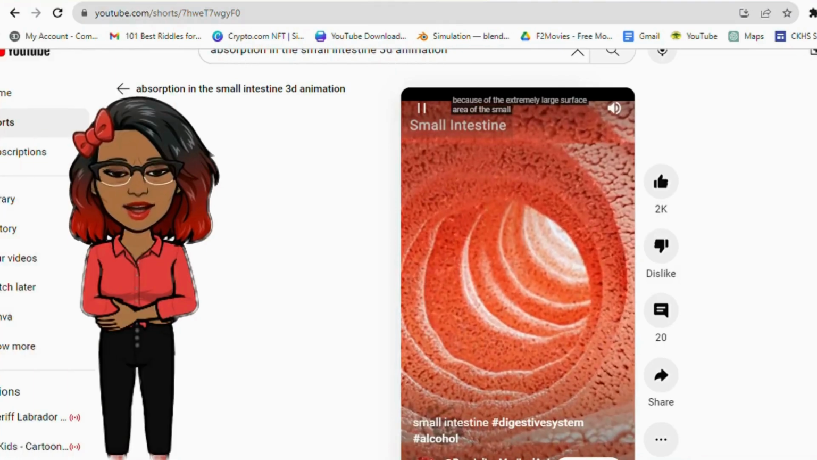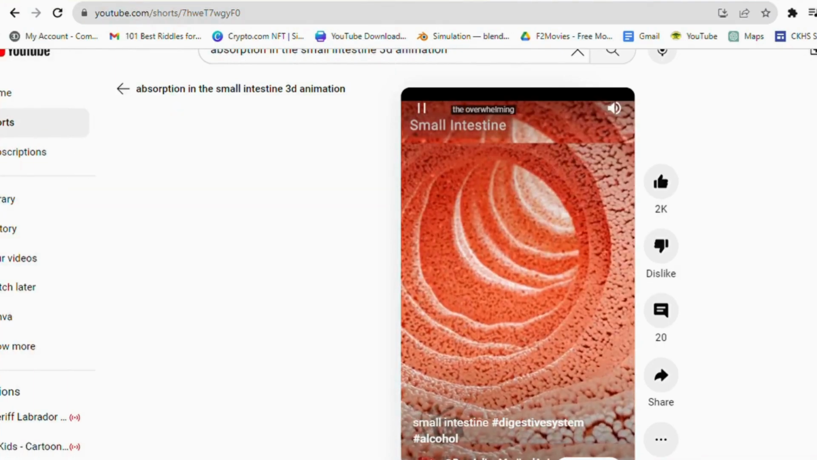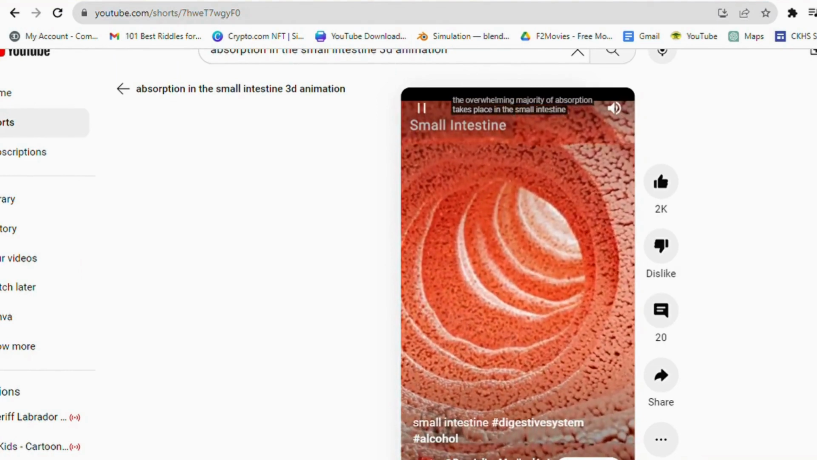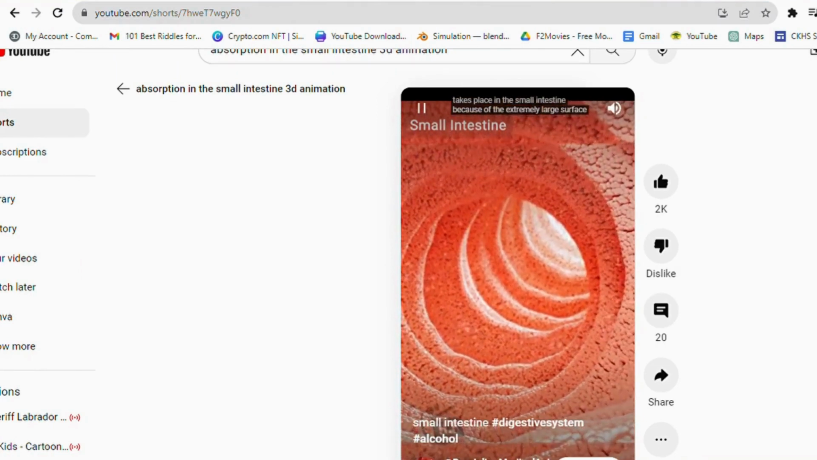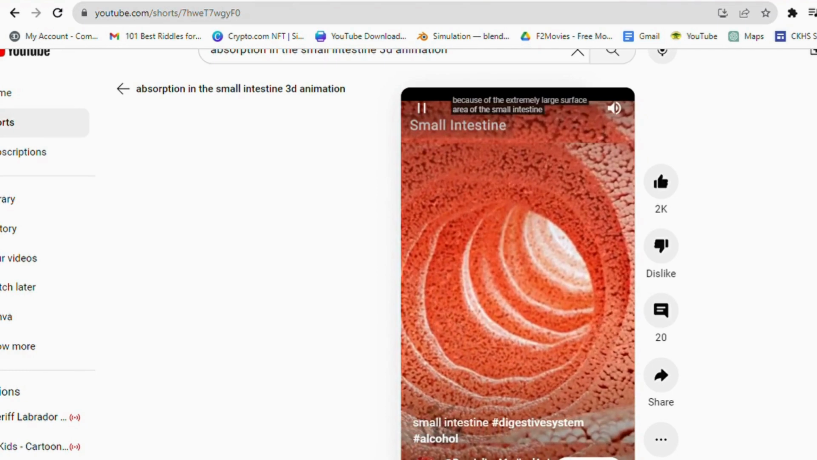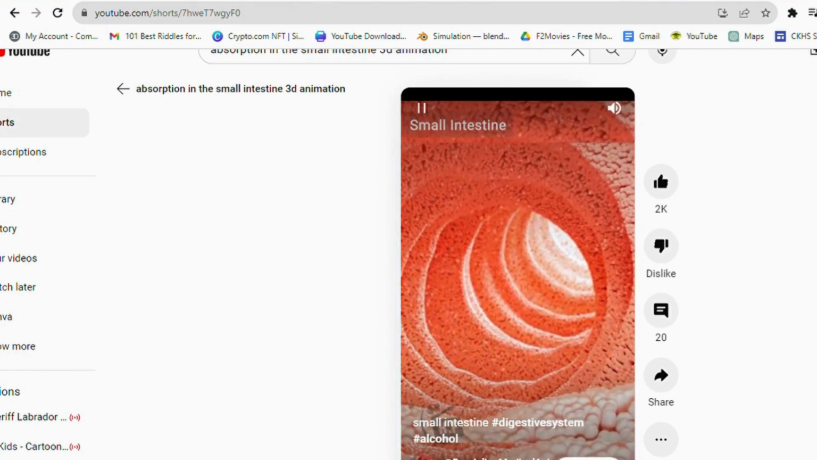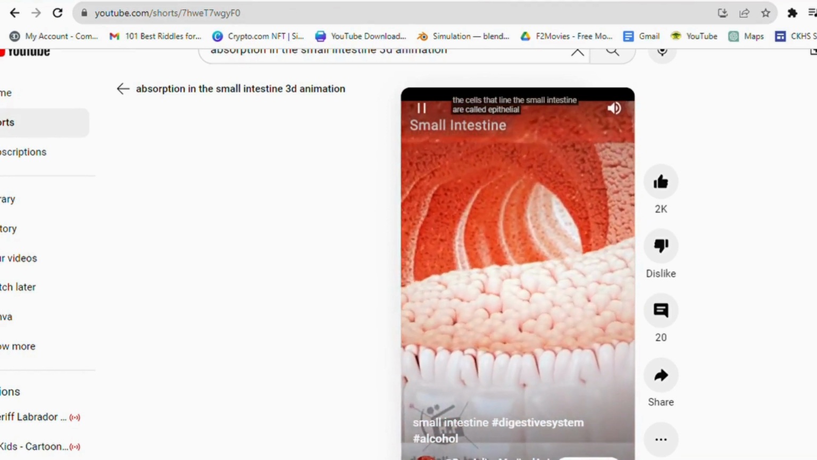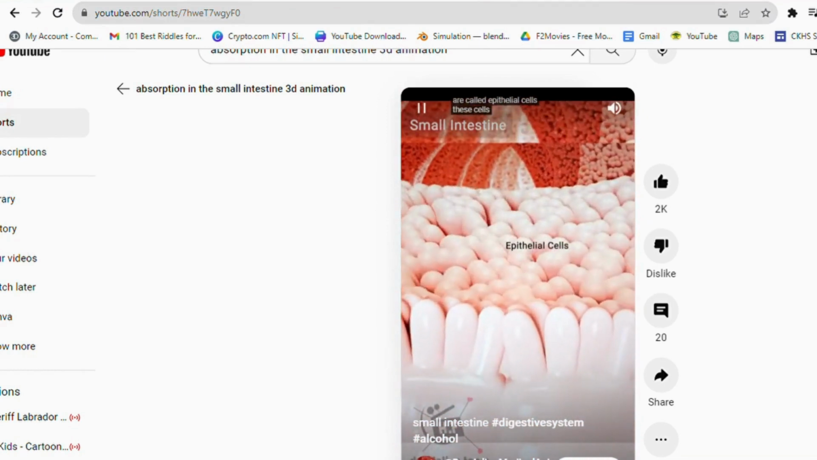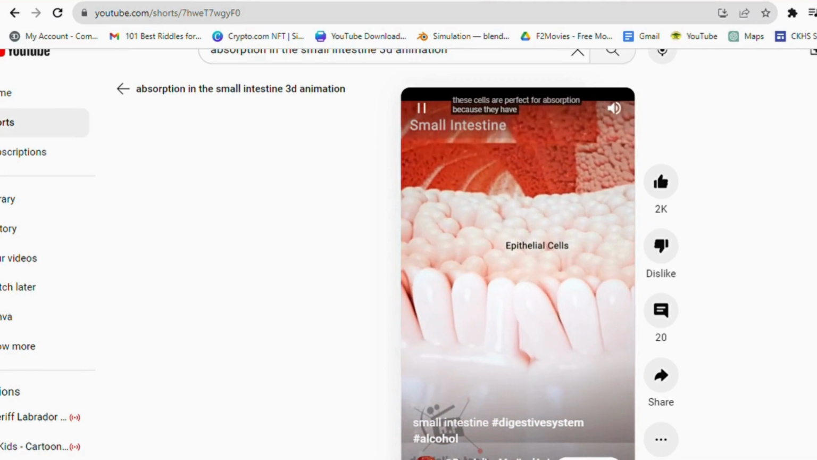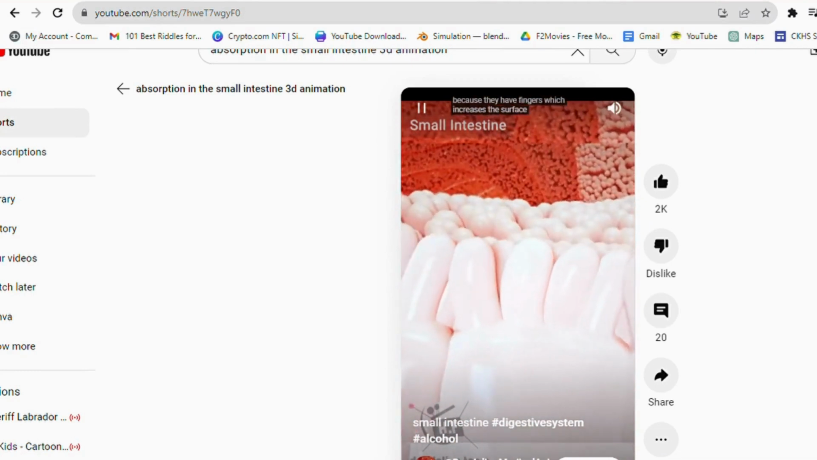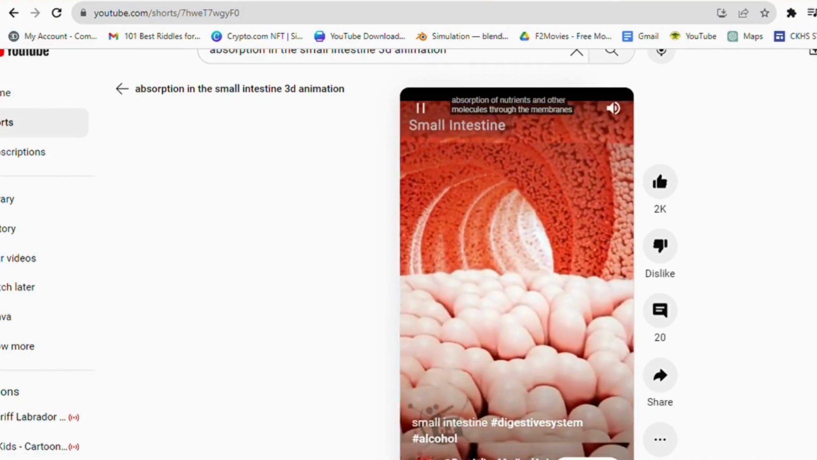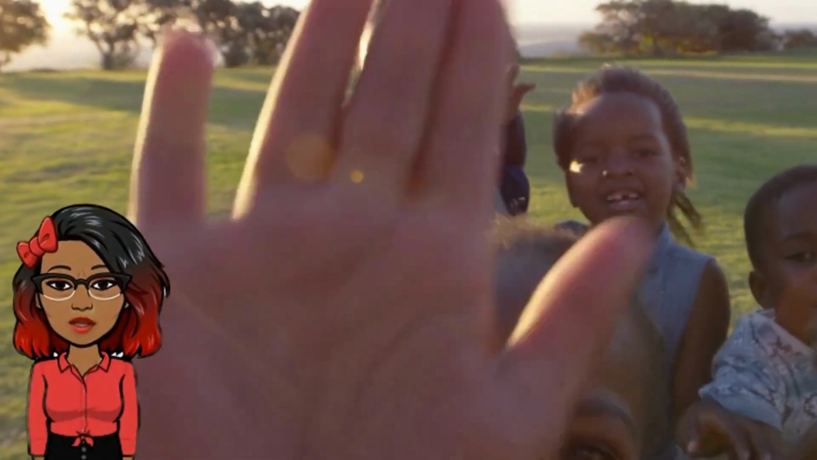Let us watch a video to learn about its function. The overwhelming majority of absorption takes place in the small intestine because of the extremely large surface area of the small intestine. The cells that line the small intestine are called epithelial cells. These cells are perfect for absorption because they have fingers, which increase the surface area for absorption of nutrients and other molecules through the membranes. Tomorrow's class we will explore the large intestine.